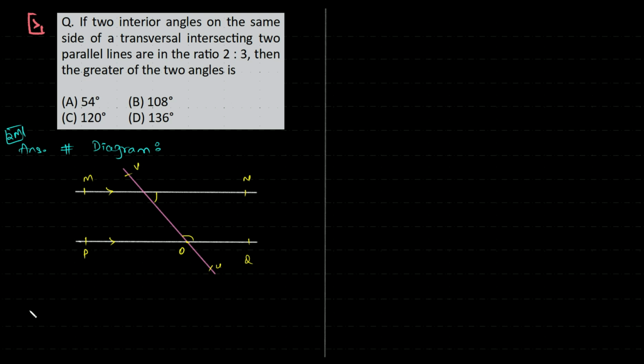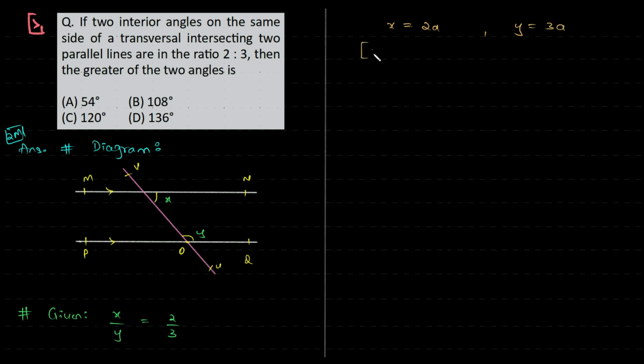So again, I'm showing this as a 2-marker question. We have been given angle X and angle Y. I'm going to call them X and Y. X by Y is equal to 2/3. So what can you tell? As per the idea of ratio, we can write X as 2A and Y as 3A, where A is a common factor.